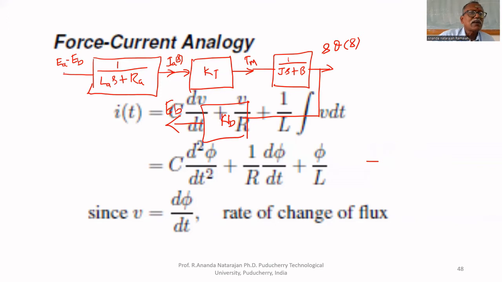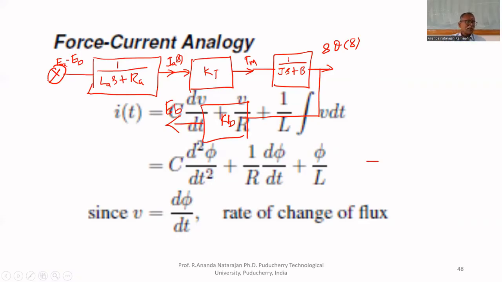So here, what is required? EA minus EB is required. EA is the applied voltage, minus the back EMF. So you can put a summing block here. Two signals can be summed or subtracted.